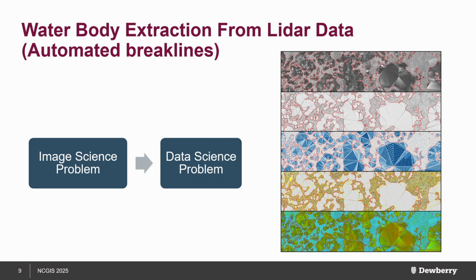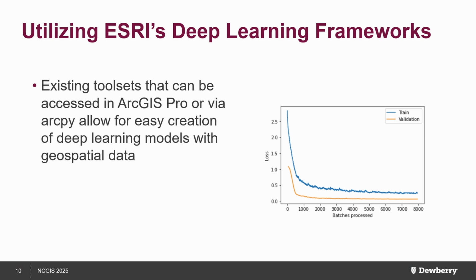But this is LiDAR data. If anyone remembers in their intro to GIS class when they had to do digitizing, remember that was really terrible, and you had to keep drawing all the points around the buildings? Well, that's how you derive break lines typically. So you have a LiDAR digital elevation model, and you have to manually draw the polygon for water bodies that meet the spec for that project. And this is how we automated it.